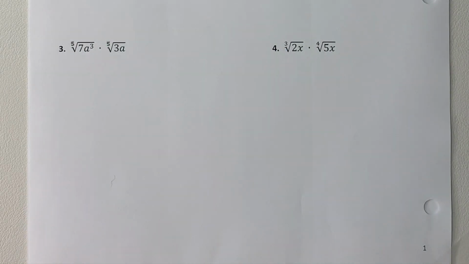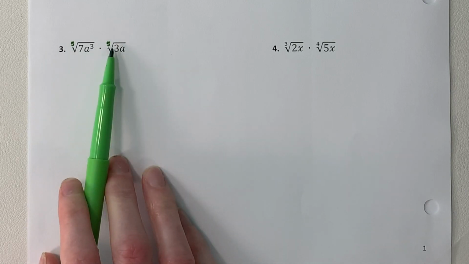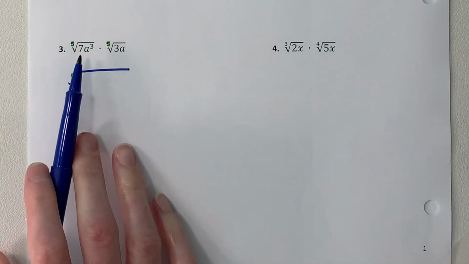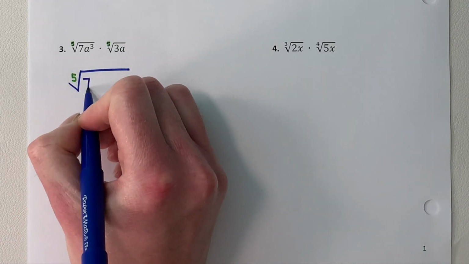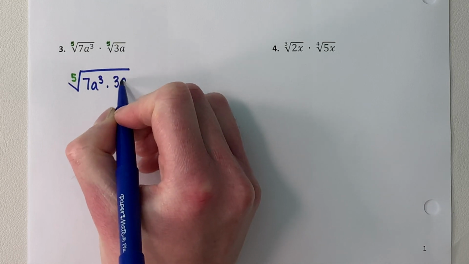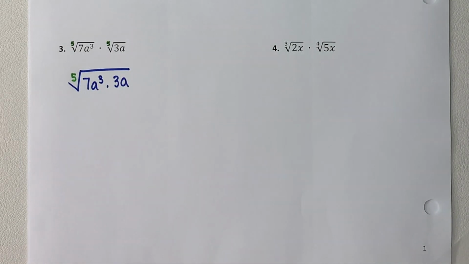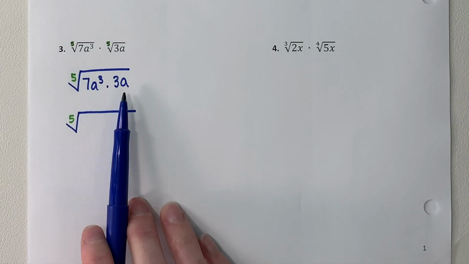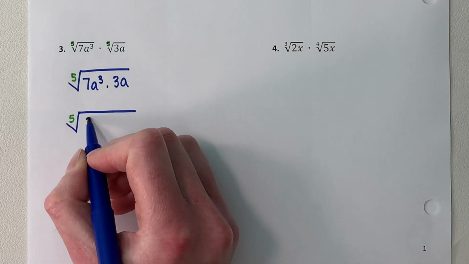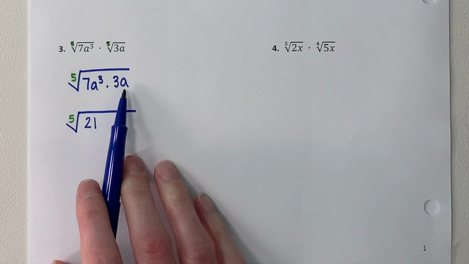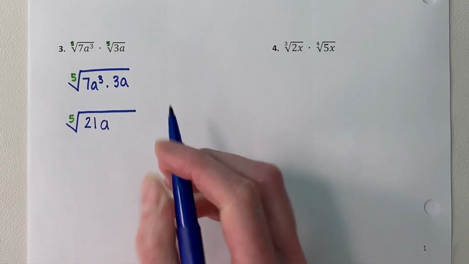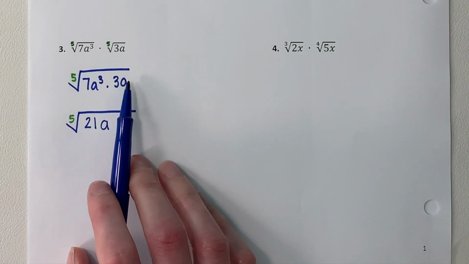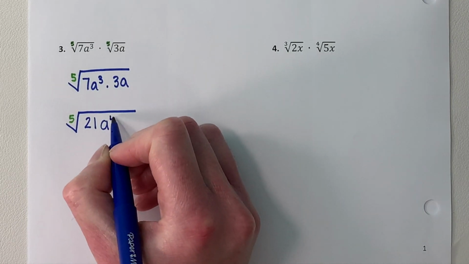For this example here, since we're multiplying two radicals with the same index, we can multiply these two quantities underneath one radical symbol, which would give us the fifth root of 7a cubed times 3a. And now if we multiply these two quantities together, you want to multiply like quantities. So we'll multiply the numbers. 7 times 3 will give us 21, and we'll multiply the a's. And when we multiply a cubed times a, we keep the base, which is a, and we add the exponents. So 3 plus this implied exponent 1 will give us 4.